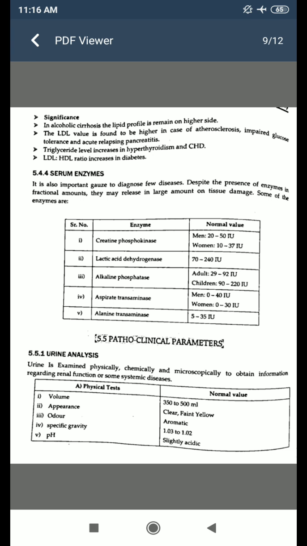These are the biochemical parameters. First, blood sugar. Second, blood cholesterol. Third, lipid profile. And last is serum enzyme.